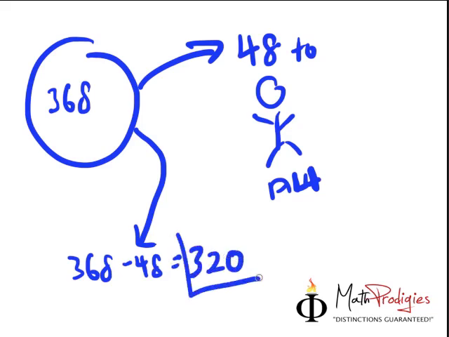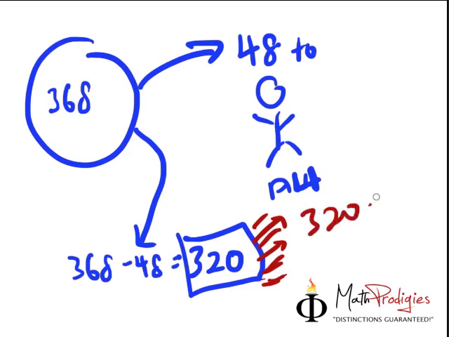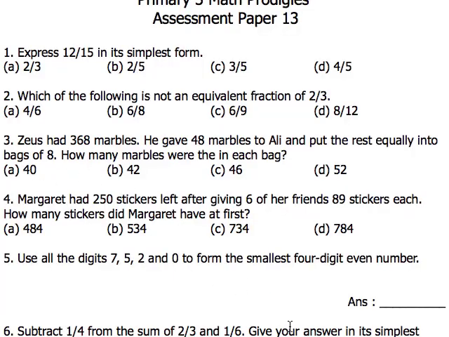And this 320, we put it into packs of 8. So 1, 2, 3, 4, 5, 6, 7, 8. So in other words, we divide by 8. 320 divided by 8 gives you what? 32 gives you 40. 8 times 4 gives you 32. Therefore, the answer is 40. For question number 3, the answer is A.